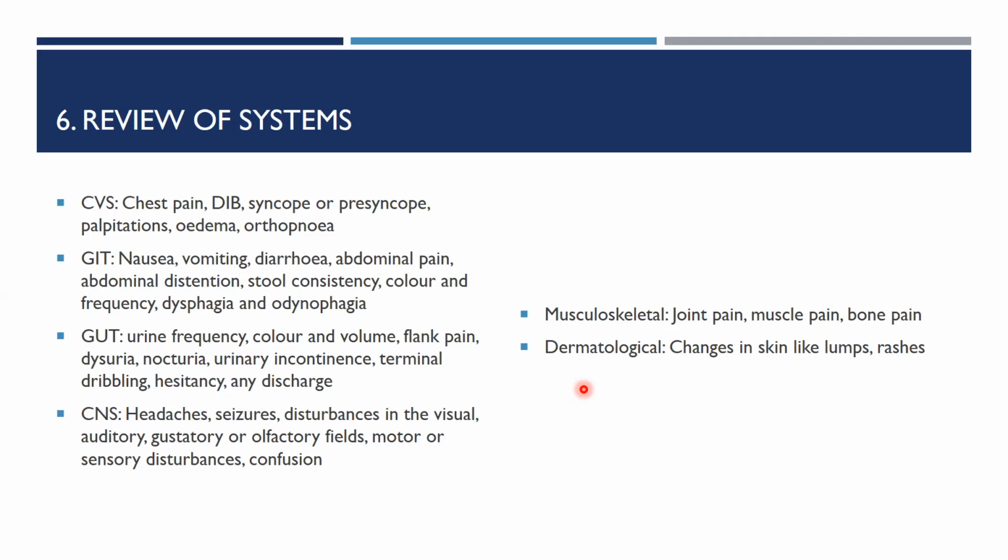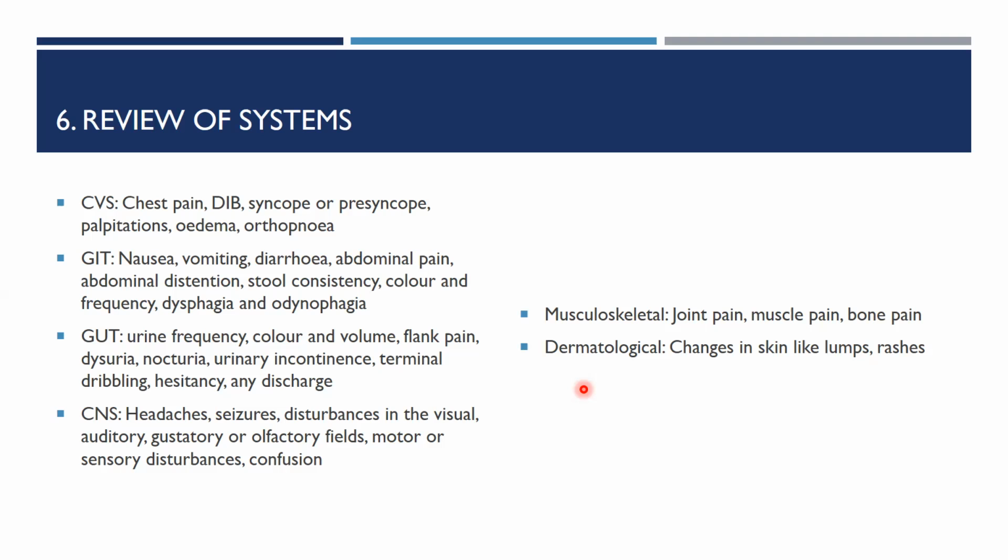GIT. Nausea, vomiting, diarrhea, abdominal pain, abdominal distension, stool consistency, color, frequency. You also ask about stool, by the way, guys. Dysphagia. Do they have difficulty swallowing? Or odynophagia. Do they have pain while swallowing?